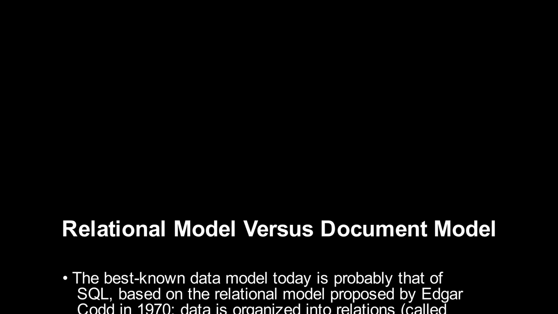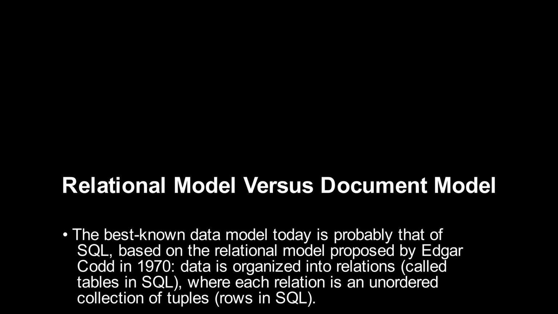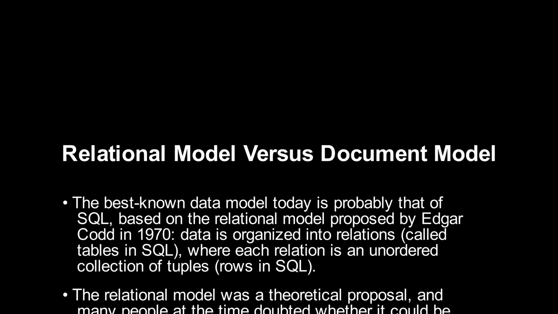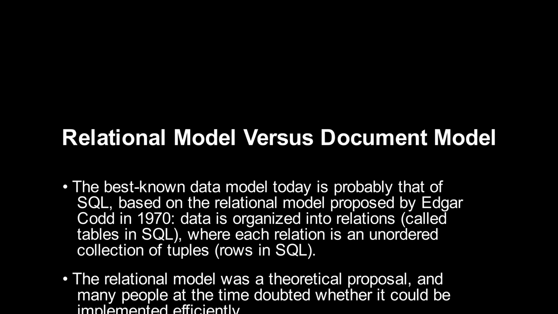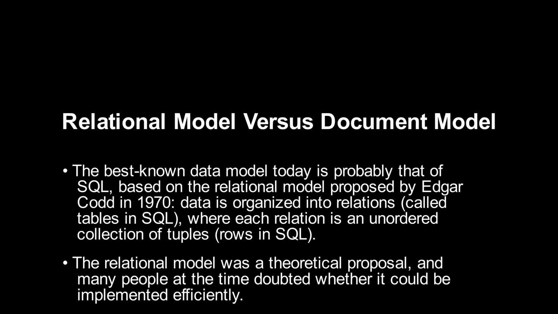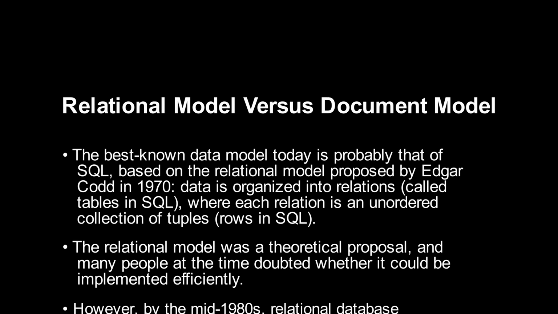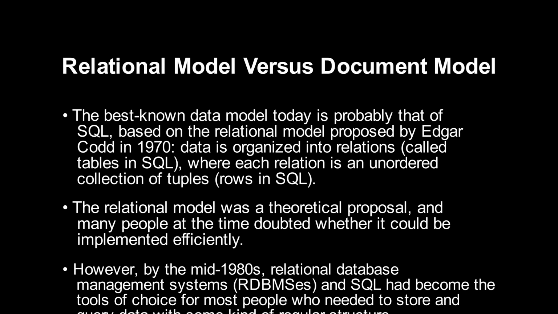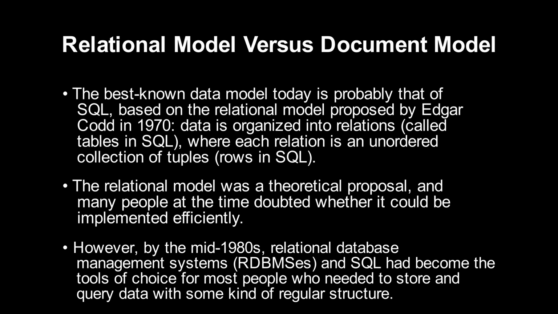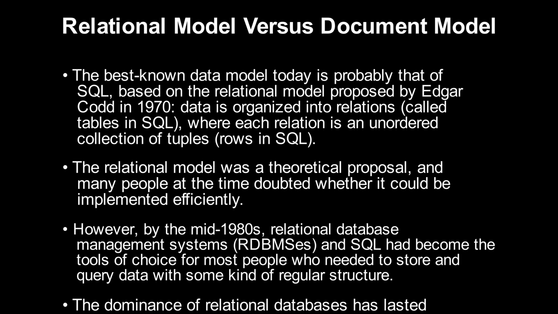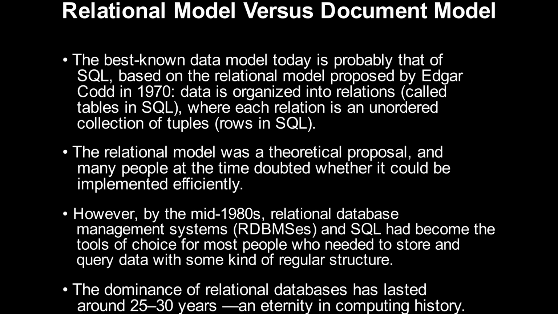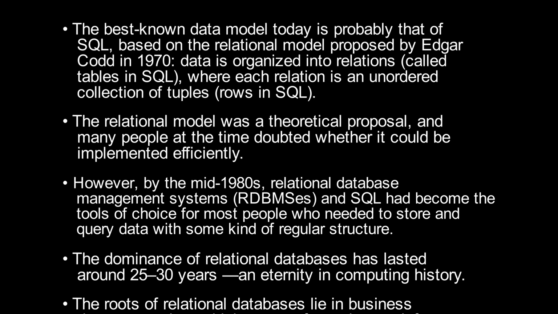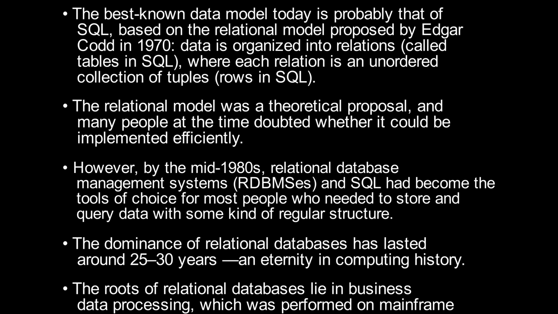Relational model versus document model. The best-known data model today is probably that of SQL, based on the relational model proposed by Edgar Codd in 1970. Data is organized into relations, called tables in SQL, where each relation is an unordered collection of tuples, rows in SQL. The relational model was a theoretical proposal, and many people at the time doubted whether it could be implemented efficiently. However, by the mid-1980s, Relational Database Management Systems (RDBMSs) and SQL had become the tools of choice for most people who needed to store and query data with some kind of regular structure.